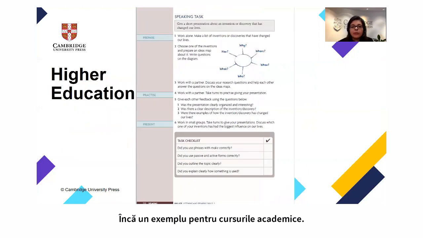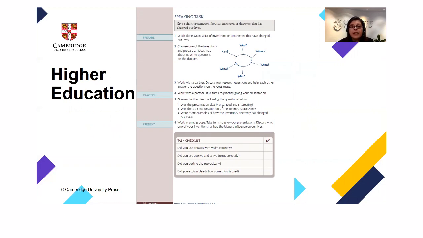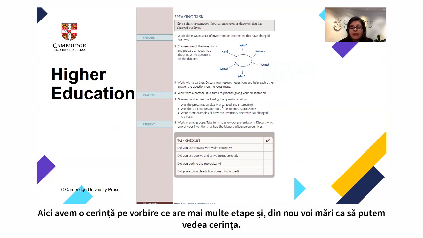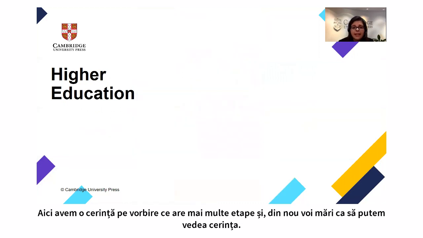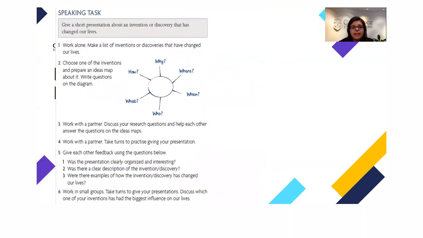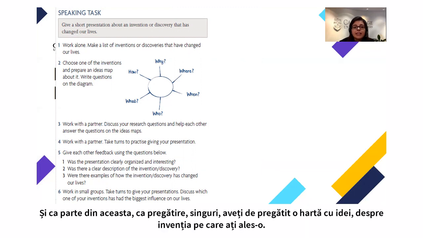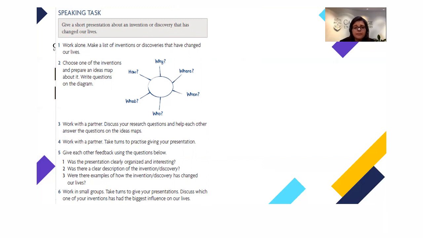Okay, and just one more example from higher education. So like I said, we try and develop these across all the stages of learning. So here we have a speaking task that has a number of stages. And again, I'll zoom in a little bit so that we can see this speaking task. Here we have to give a short presentation about an invention or discovery that has changed our lives. And as part of that, as the preparation on your own, you have to prepare an ideas map about the invention that you've chosen.